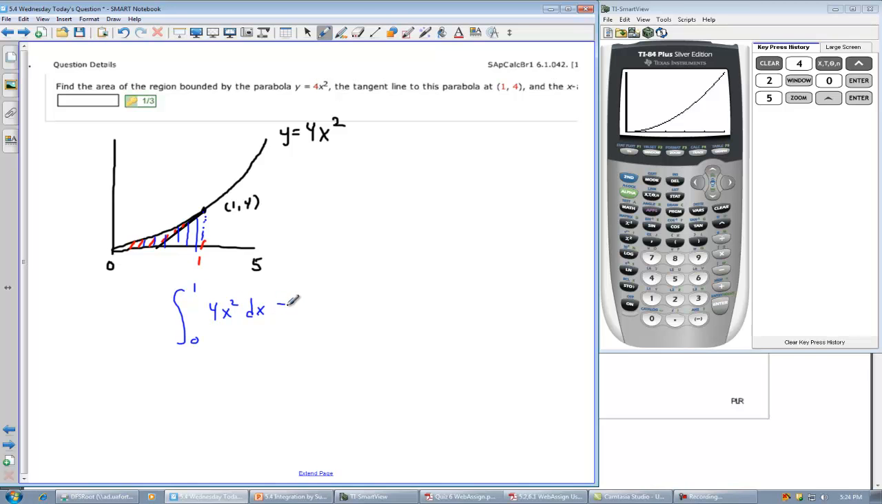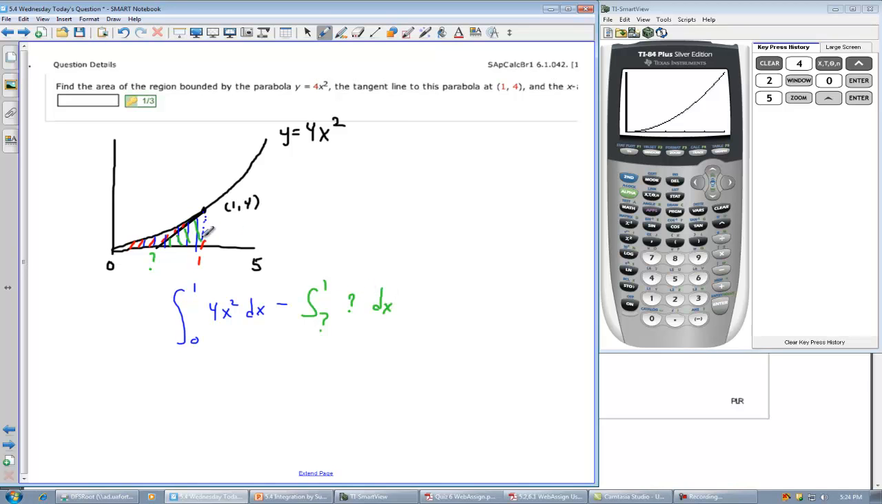And then I'm going to take off. What am I going to take off? Well, I'm going to take off the area underneath the tangent line. So that would be the integral from whatever this point is, question mark, to 1, of whatever the formula for the tangent line is, another question mark I have to go find, dx.